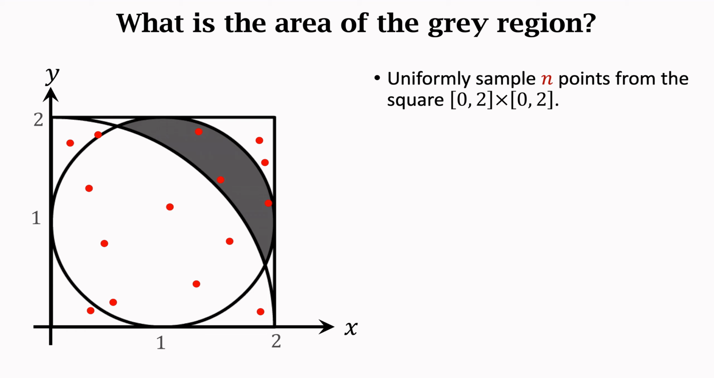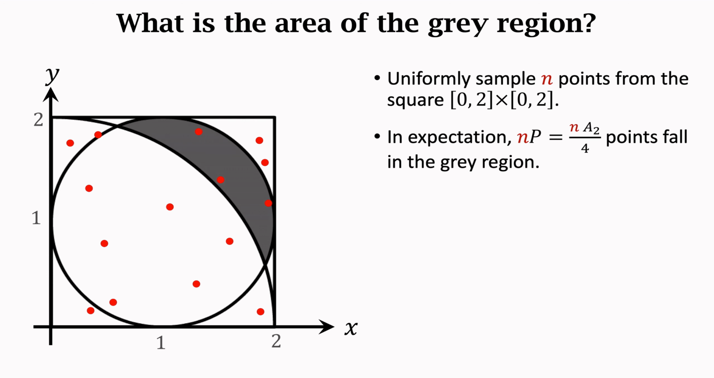Let's uniformly sample n points from the square. The number n is up to the user. A big n is good for accuracy, but bad for computation. There are a total of n randomly sampled points. Each point falls in the gray region with probability p. Thus, in expectation, np points fall in the gray region. The probability p is equal to A₂/4, so np is equal to nA₂/4. It is the expected number of points in the gray region.